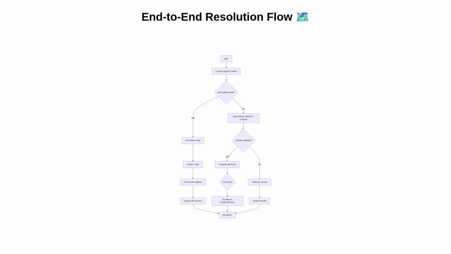This flowchart maps the entire process. You start by contacting the original creditor. If they recall the debt, obtain written proof, and then monitor your credit. If any inaccurate entry appears, dispute it with the bureaus to reach resolution. If the creditor does not recall the debt, send a written dispute to the collector. If the collector validates, compare the validation with your proof. When there is a mismatch, escalate with the creditor and the bureaus. If the collector cannot validate, the collection should be paused, and the creditor should recall it, leading to resolution.